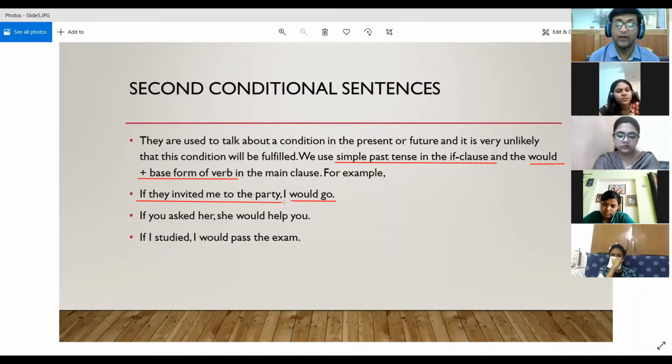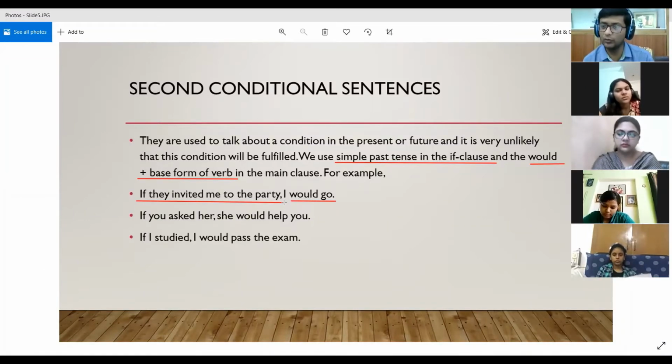Now see, why is it second conditional? Why are we using the second form, simple past tense, over here? Because the chances of me being invited by them is very little. Okay, there is very little possibility that this is going to happen.